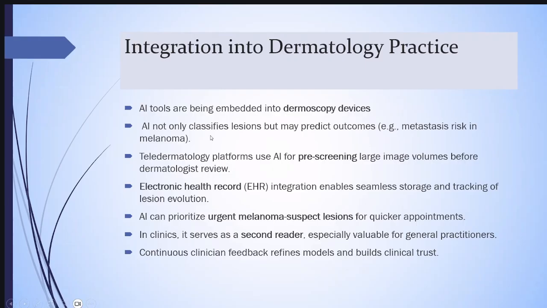So AI tools are now being embedded into dermoscopy devices. AI not only classifies, it may predict outcomes and metastasis risk. Say this finding is there, so there's so many percentage of chance of metastasis. Metastasis means spread to other organs. Teledermatology platforms are also now present. They use AI for pre-screening.